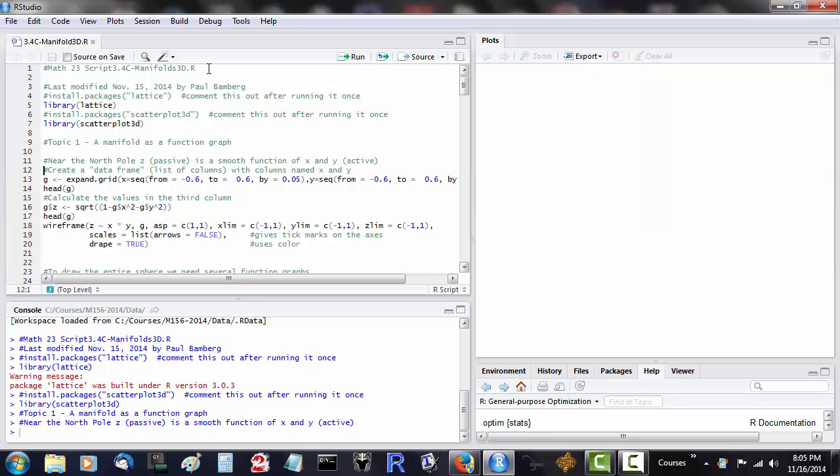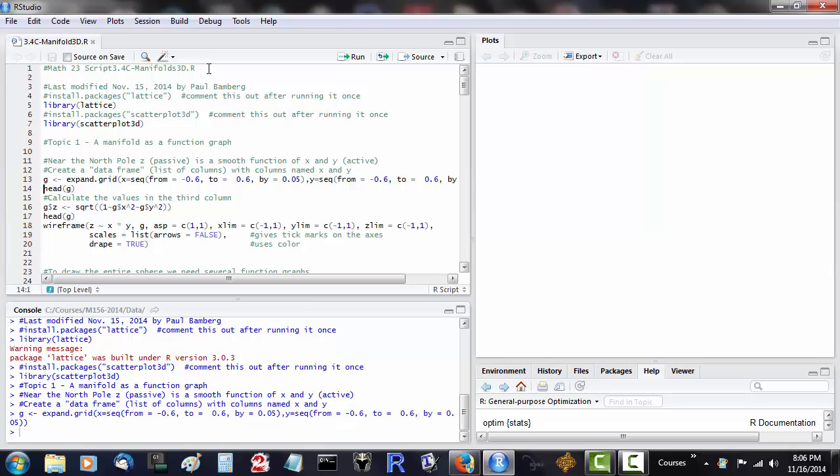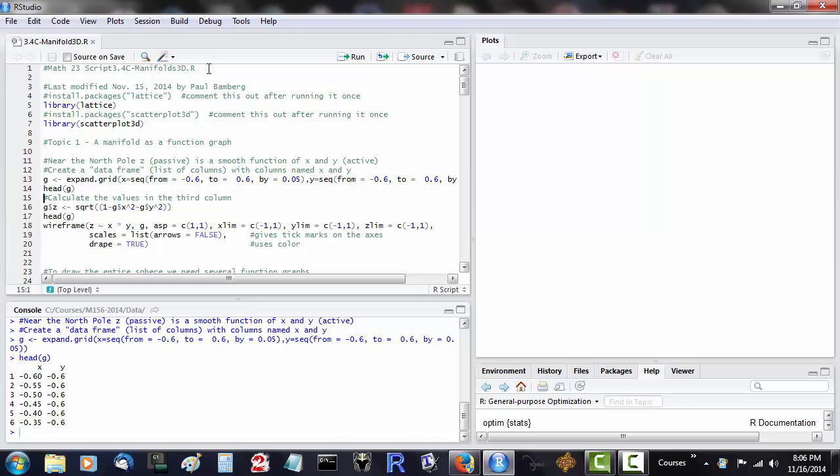Now, in order to graph this, we need something that is standard when one is using R to do statistics, but that we haven't seen before. It's called a data frame. A data frame is simply a list of columns, and we're going to start by making a data frame whose columns are named x and y. This is actually what is done by the expand.grid function that we've used before, but when I say x equals and then give the sequence of x values, y equals and give the sequence of y values, and look at the data frame, I see what we've got.